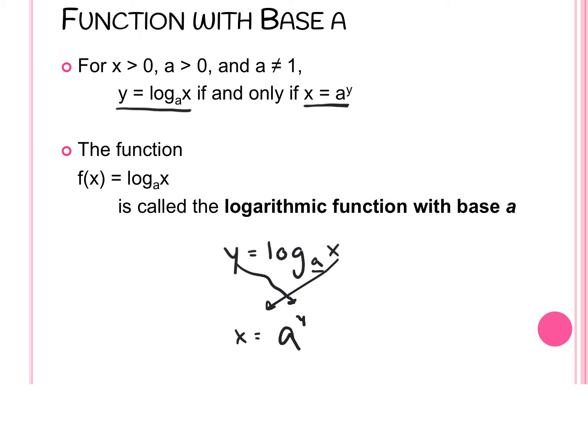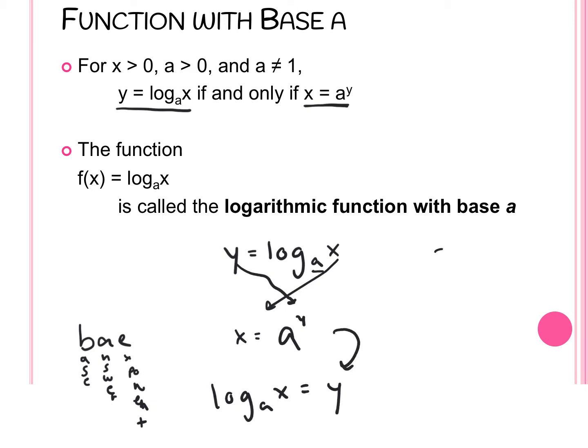Wait, what was the other word? They said that if you go from exponential form to logarithmic form, they explained it as BAE, so like B-A-E. So you would have log, your base, then the answer, then the exponent. So base, answer, exponent. I can't write sideways. There we go. Base, answer, exponent. But that's if you go from exponential form to logarithmic form.